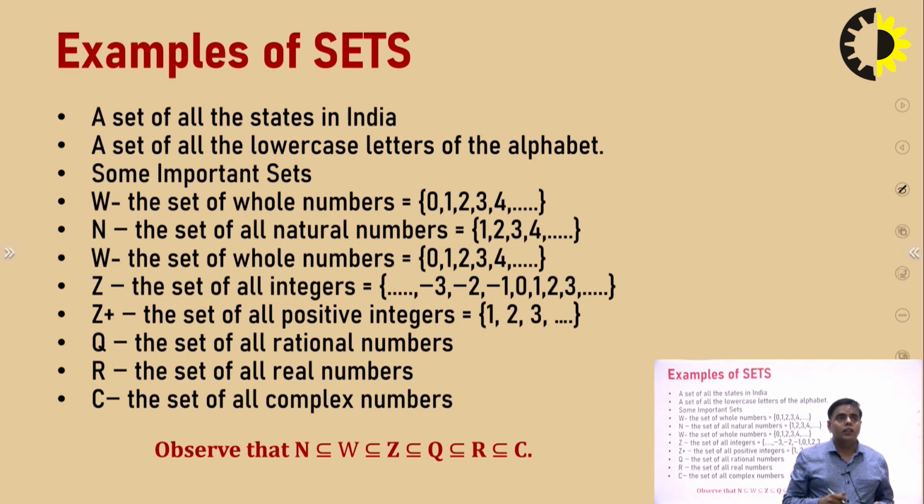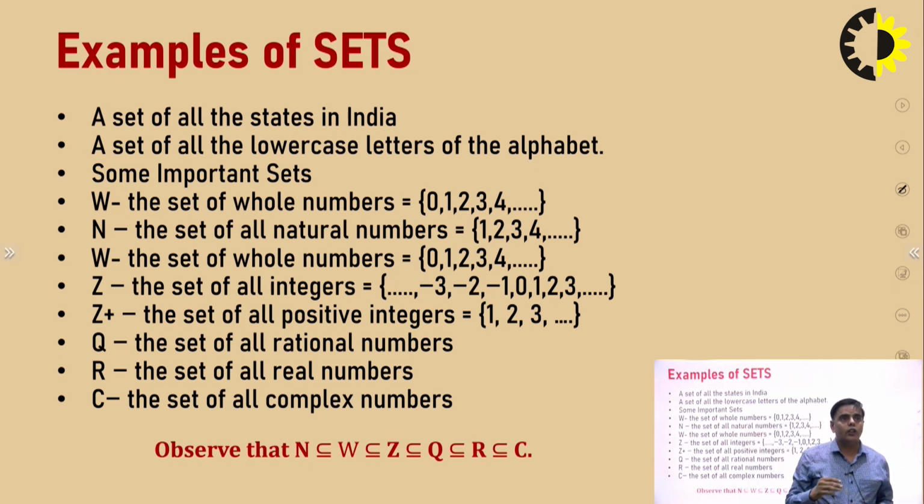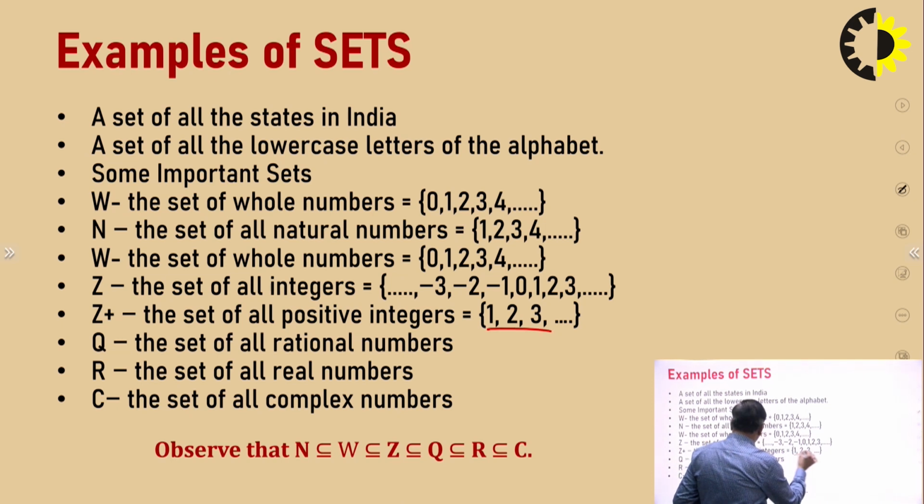Some other sets are the set of whole numbers. The whole numbers start from 0, then 0, 1, 2, 3 and so on up to infinity. The set of natural numbers starts from 1. So, the elements will be 1, 2, 3, 4, 5 up to infinity. The set of integers contains the negative numbers, 0, then positive integers. And if I am talking about only the positive integers, then it will start from 1. So, it contains 1, 2, 3 up to infinity.